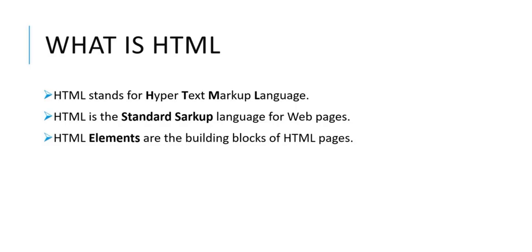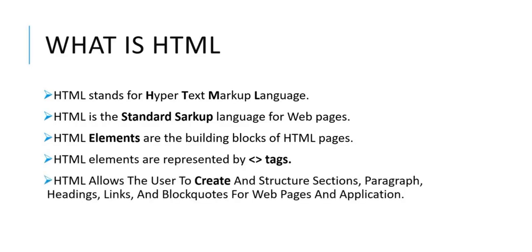And how are they represented? They are represented by tags. HTML allows the user to create and structure sections, paragraphs, headings, links, and block codes for any web pages and applications. So what are these structure sections? What are paragraphs, headings, links, and block codes? And what are tags? And the building blocks, that is an element. We'll cover all this in a moment in the further slides.